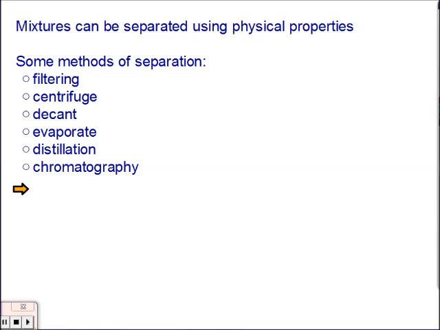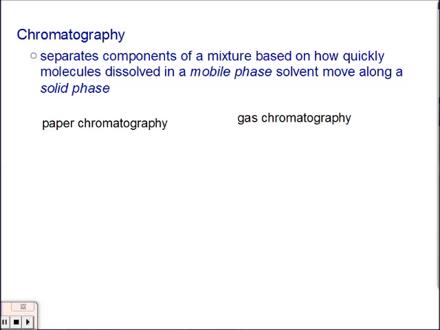Mixtures can be separated. Here's a few of the techniques we're going to talk about. Filtering, centrifuging, decanting, evaporating, distillation, and chromatography. And we're going to do some of these in class. Some we've already done. Some we really can't do because we don't have the equipment to do those things.